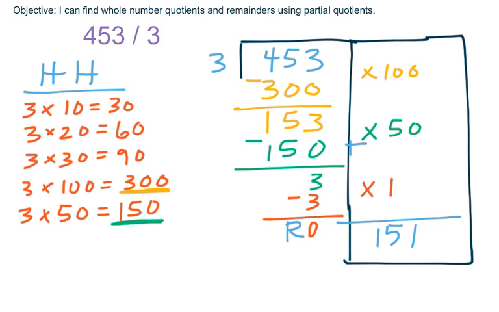So if I were to take 151 times 3, I should get 453. So 3 times 1 is 3, 3 times 5 is 15, carry the 1, 3 times 1 is 3, plus 1 is 4. And look at that. I did get, in fact, 453.